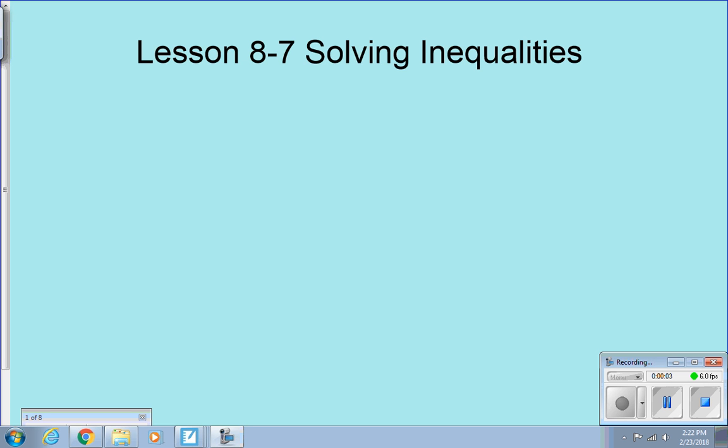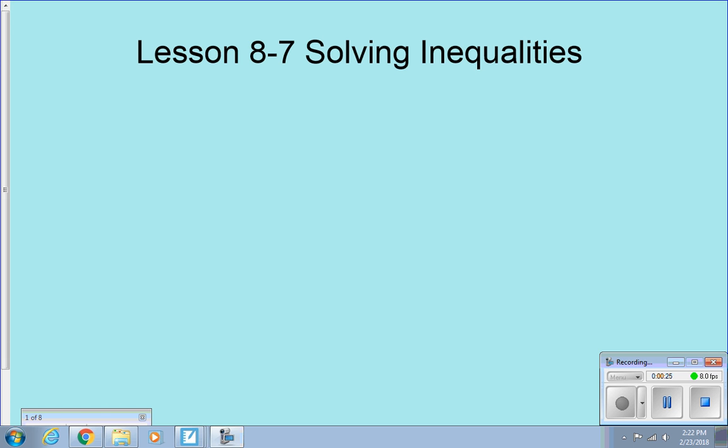8-7, solving inequalities. How many of you, raise your hand if you remember how to solve a two-step equation? Okay. A two-step equation would be like 2x plus 3 equals 9. You can solve for the x. We just did that, so it should be pretty fresh in your brain. And you've done it a lot.